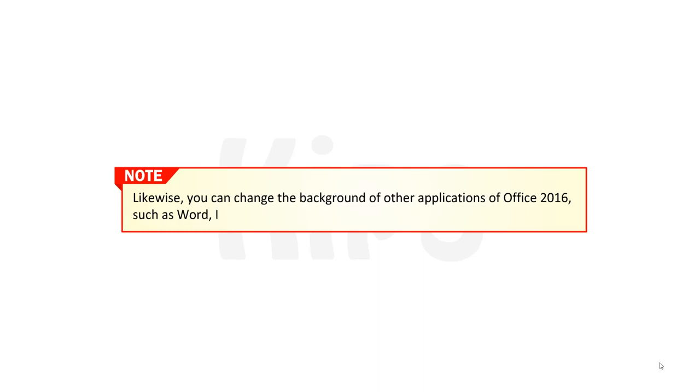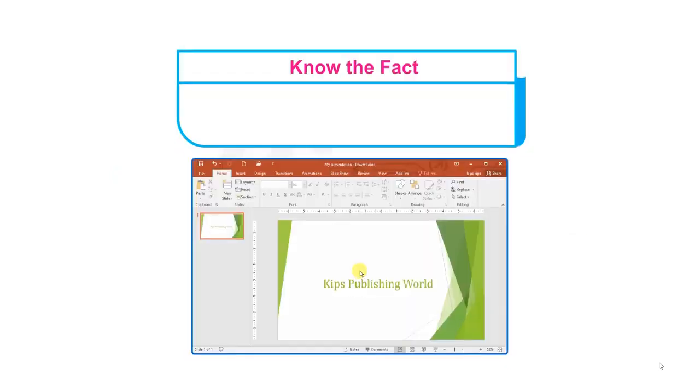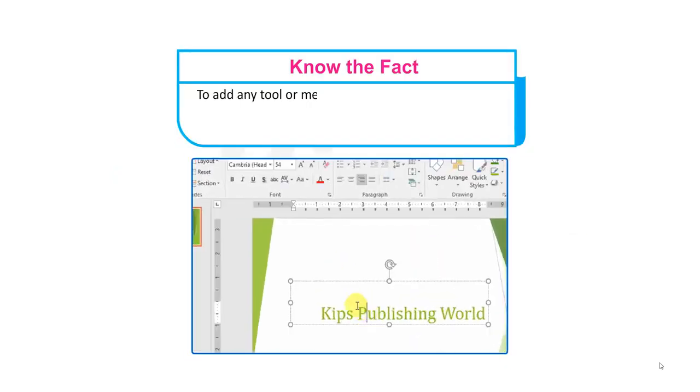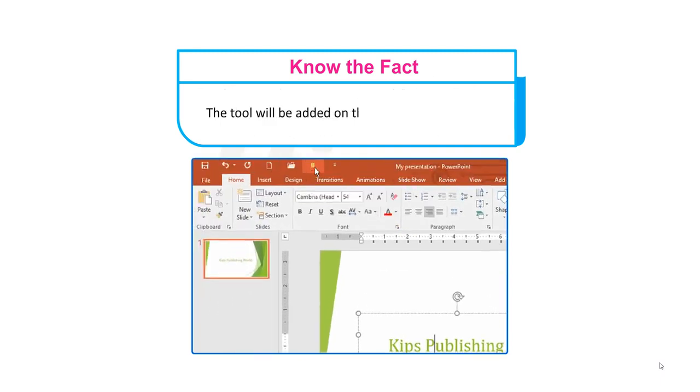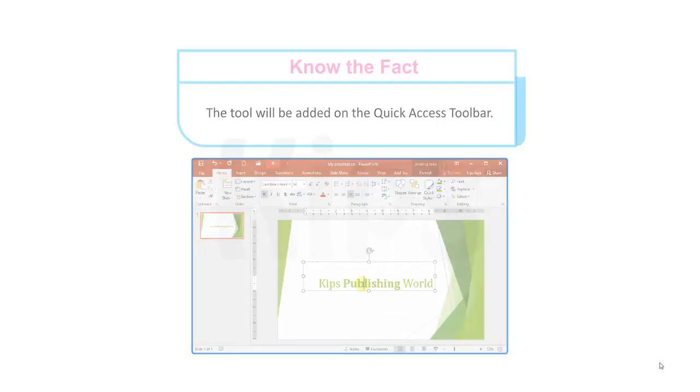Students, similarly, you can change the background of other applications of Office 2016, such as Word, Excel, etc. Another fact to note is that to add any tool or menu on the Quick Access toolbar, right-click on the tool or command and select the Add to Quick Access toolbar option. The tool will be added on the Quick Access toolbar.